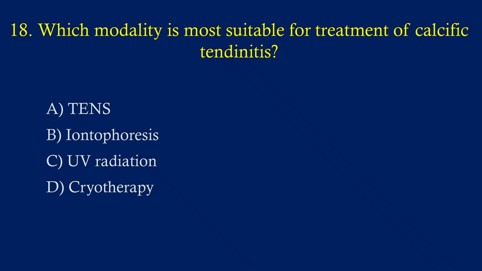Let's see number 18. Which modality is most suitable for treatment of calcific tendinitis? A. TENS, B. Iontophoresis, C. UV radiation, D. Cryotherapy. So calcific tendinitis, think about it. So the correct answer is iontophoresis.